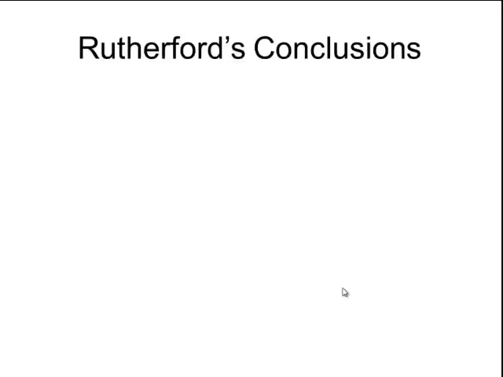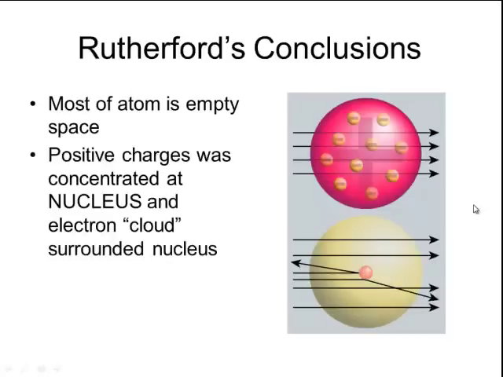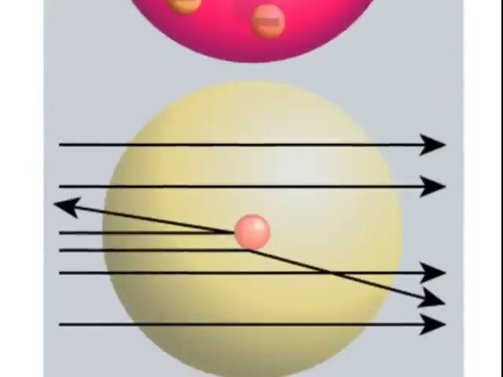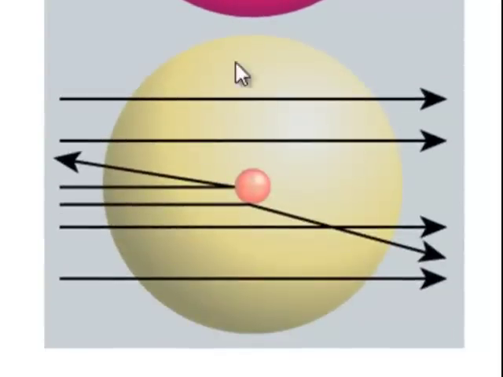So from these results, he was able to come up with some new conclusions. First, most of the atom is actually empty space. So unlike what J.J. Thomson had proposed, this pink circle, remember that was J.J. Thomson's plum pudding model, where all of the alpha particles would have gone through. Rutherford proposed this model of the atom where most of the alpha particles do go through, but some are scattered at very slight angles and others are deflected at very large angles.